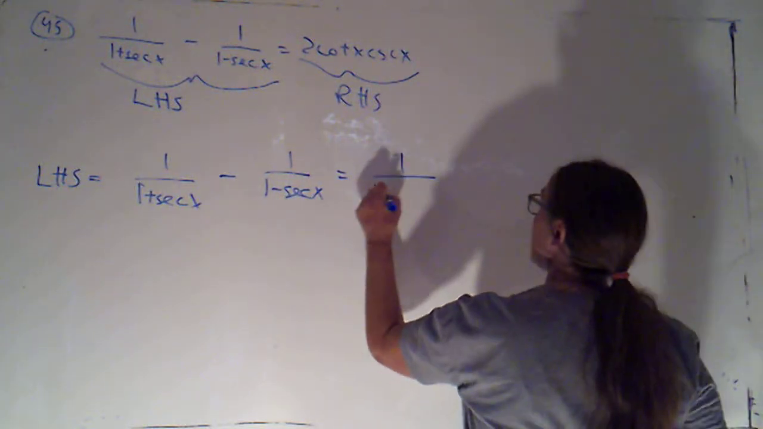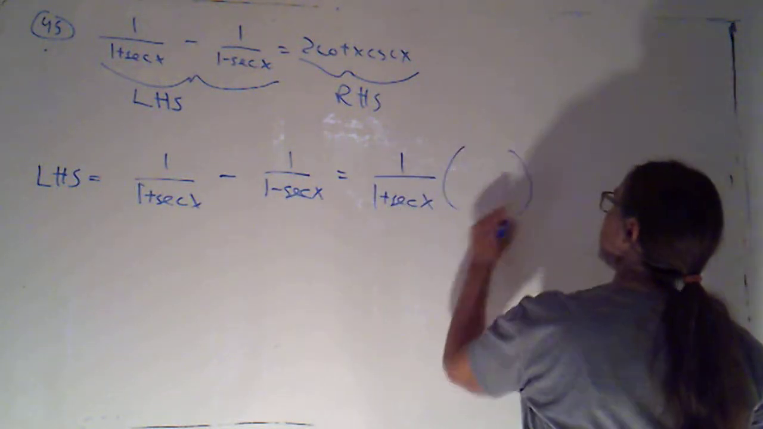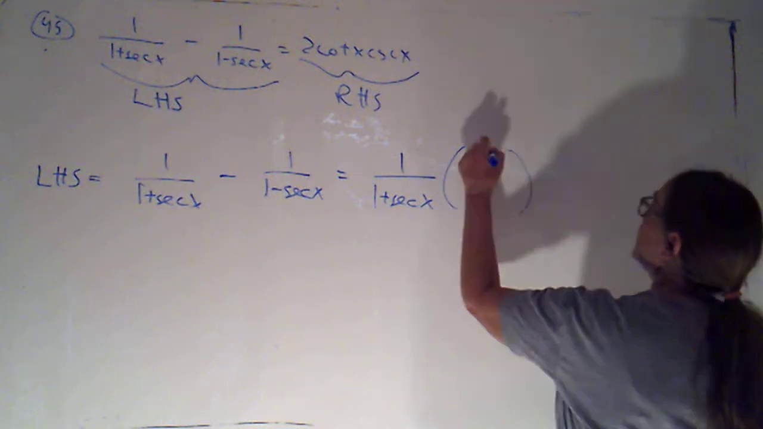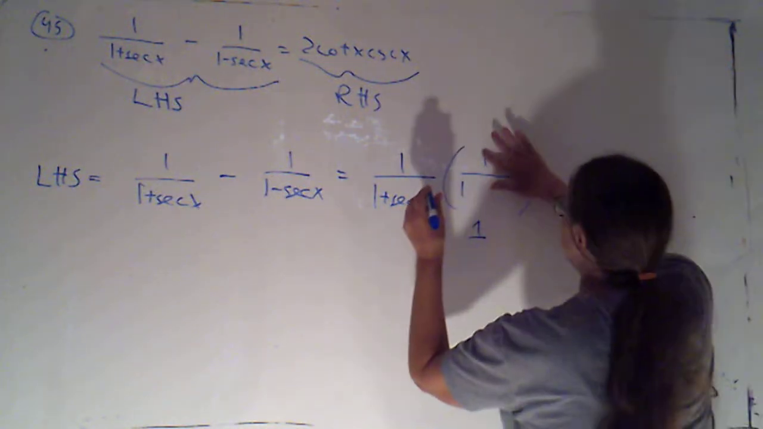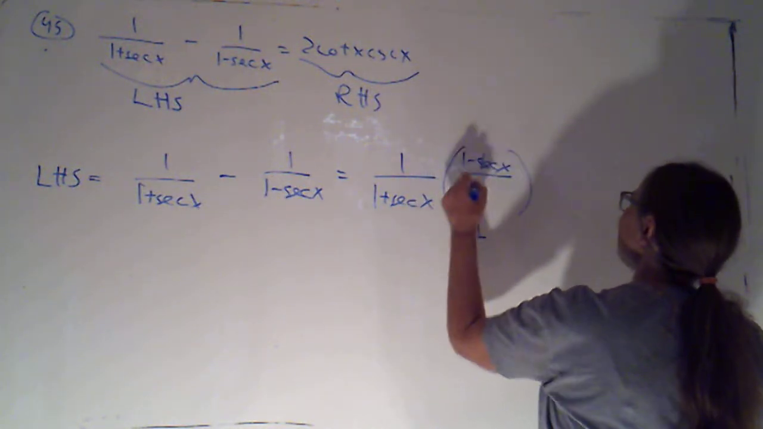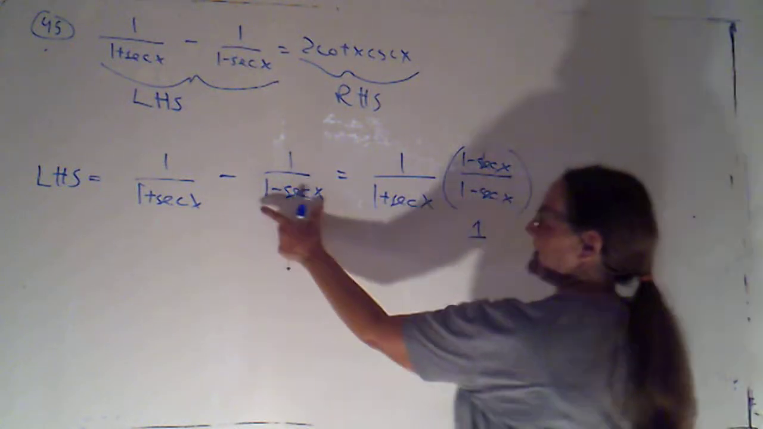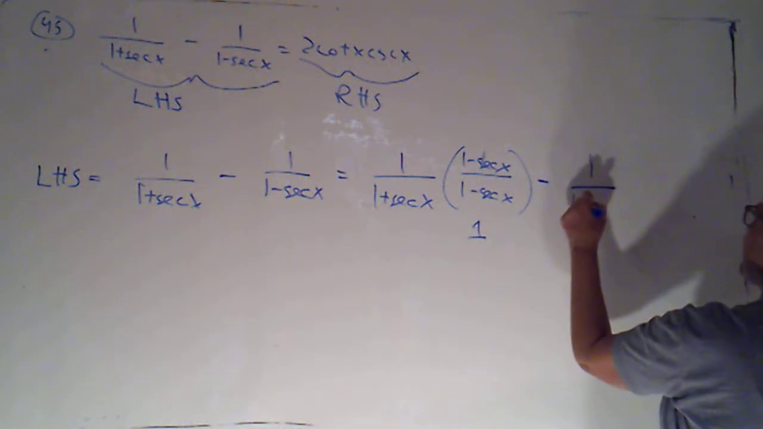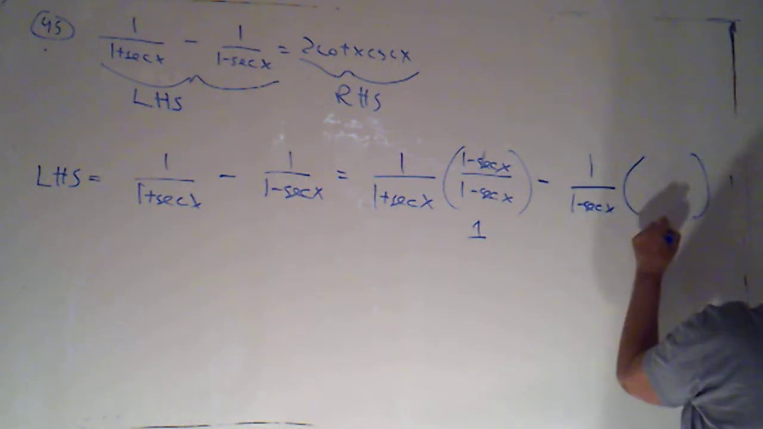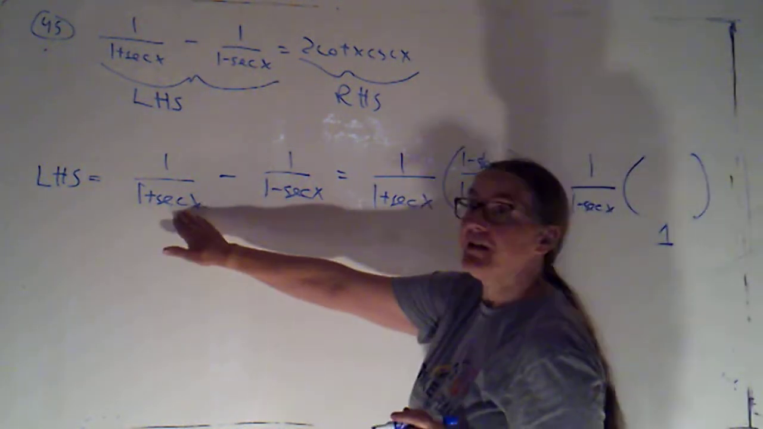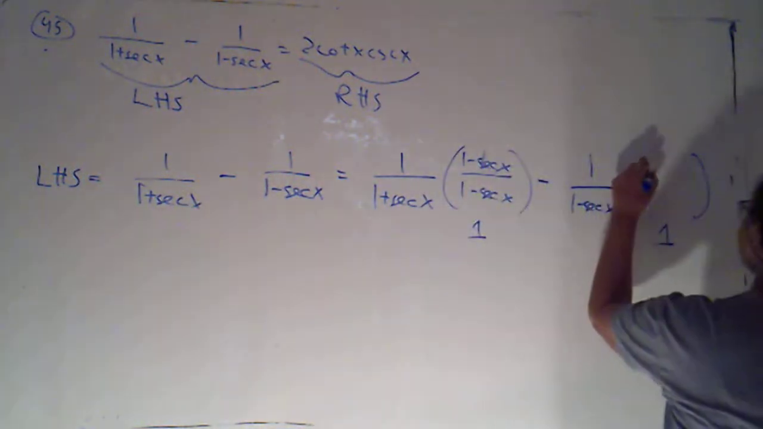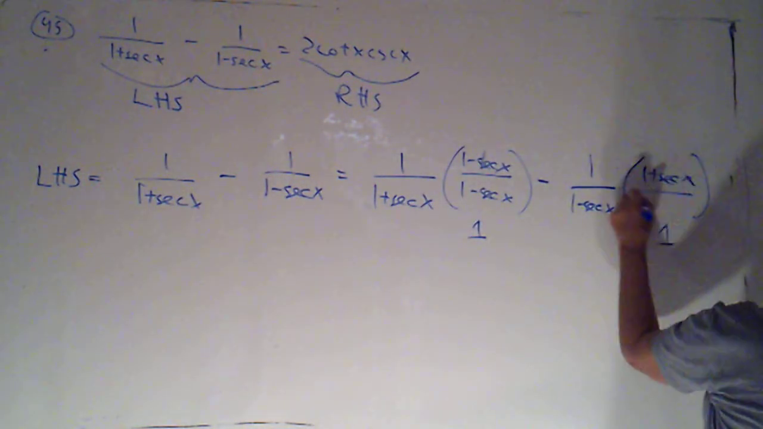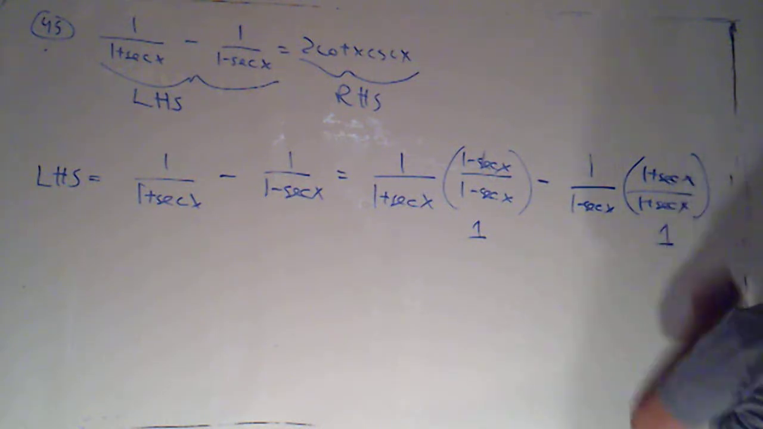So we'll take 1 over 1 plus secant x. I'm going to multiply that by 1 in the form of 1 minus secant x over 1 minus secant x. This denominator over itself. And then I'm subtracting 1 over 1 minus secant x. I'm going to multiply that one by 1 in the form of this denominator over itself. So 1 plus secant x over 1 plus secant x.